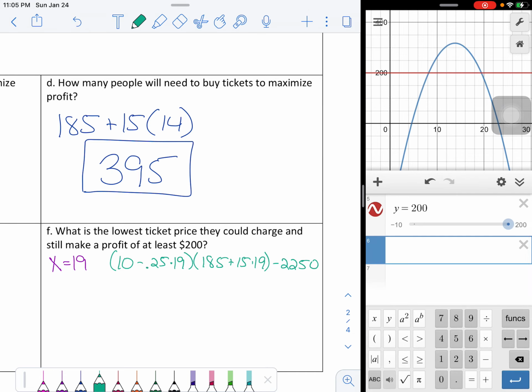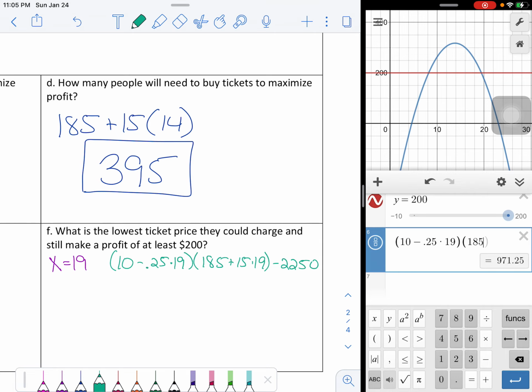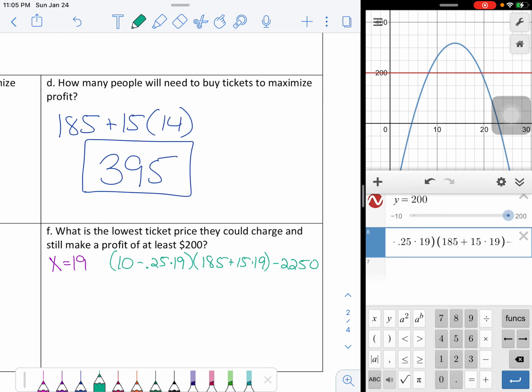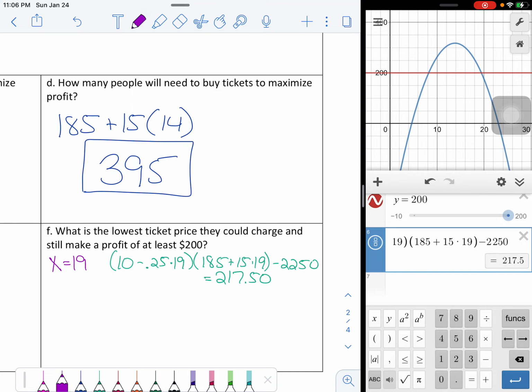So into Desmos I go. Lots of numbers to put in. 0.25 times 19, 185 plus 15 times 19, and then minus 2,250. Whoops, I said the wrong thing. There we go. Okay, so an x value of 19 gets me a profit of $217.50. So that is absolutely okay for having that profit.